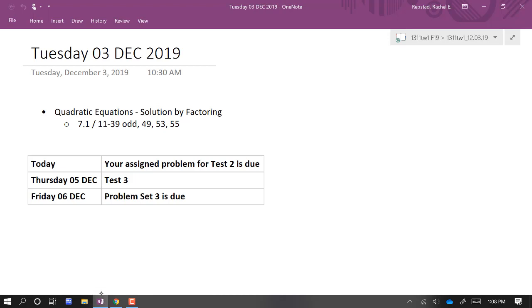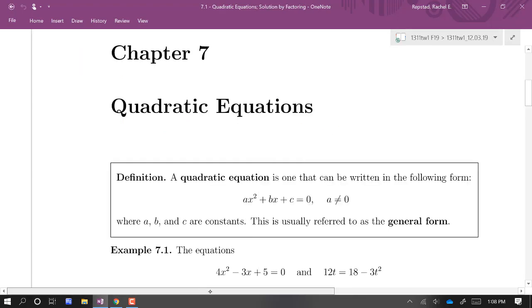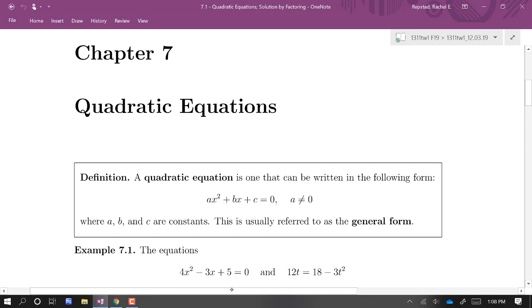Are we ready? All right. So we're working with quadratic equations in this last chapter, and a quadratic equation is one in which the highest power of x is x squared. You have an x squared term. You may have a linear term. You may have a constant. The only requirement is that you have at least this x squared term.